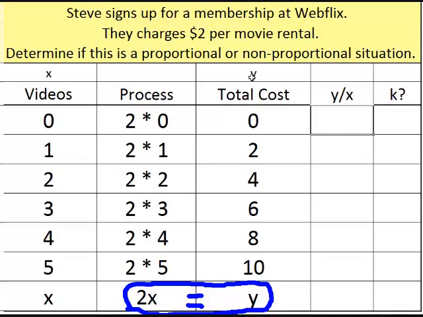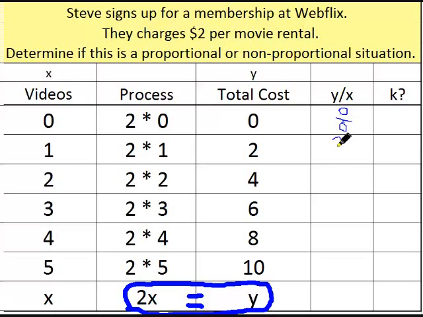So we're going to take our y value, and we're going to make a fraction with it as the numerator and x as the denominator. So for our first fraction, it will simply be 0 over 0. We didn't rent anything, it didn't cost us anything. X and y are both 0.